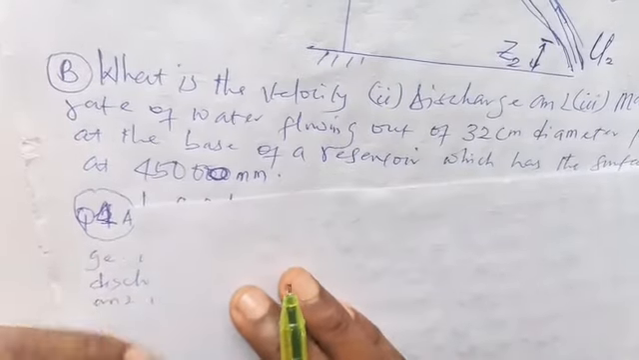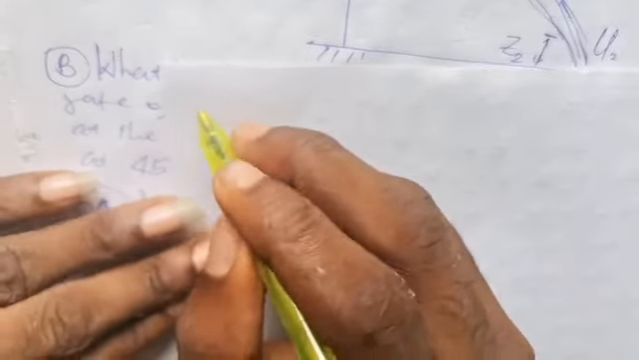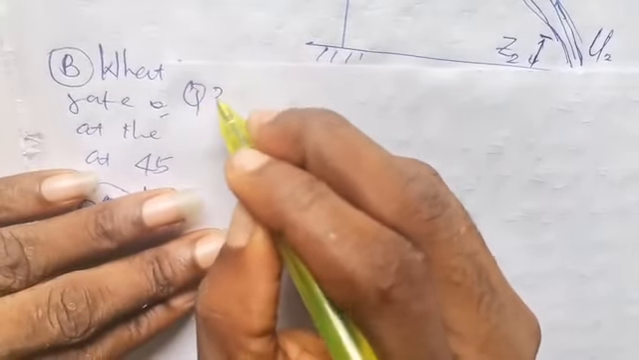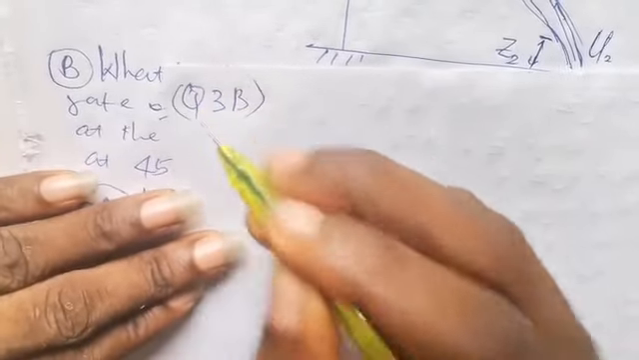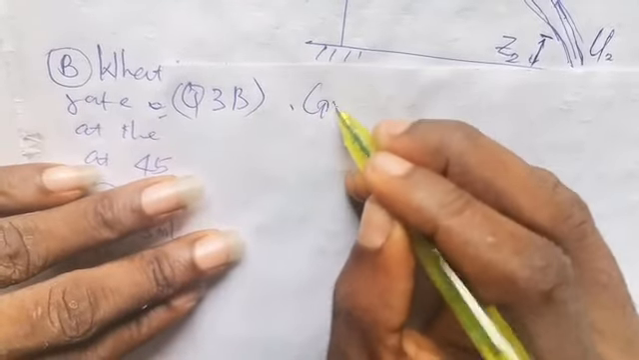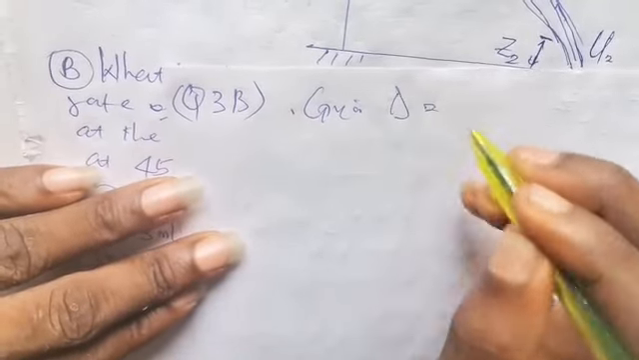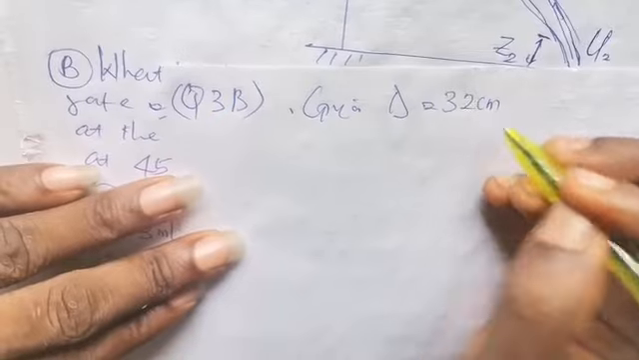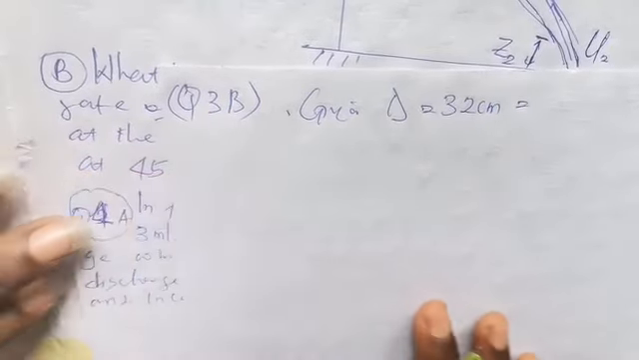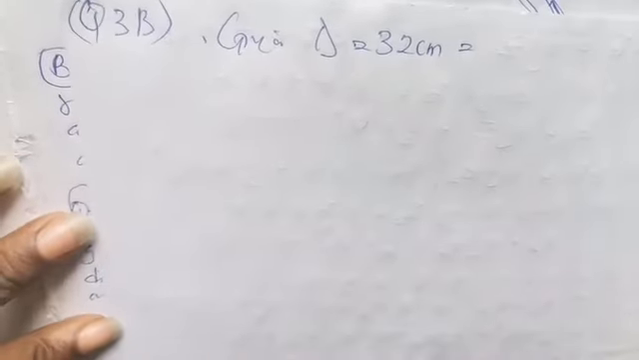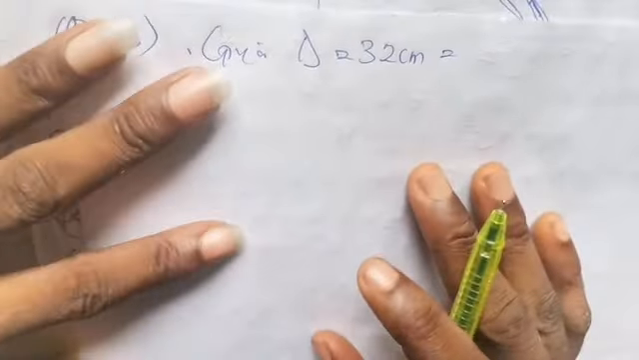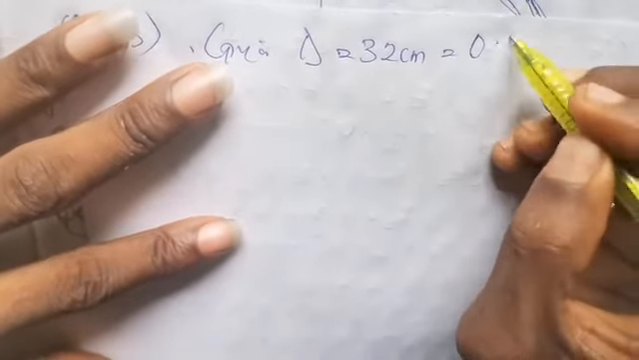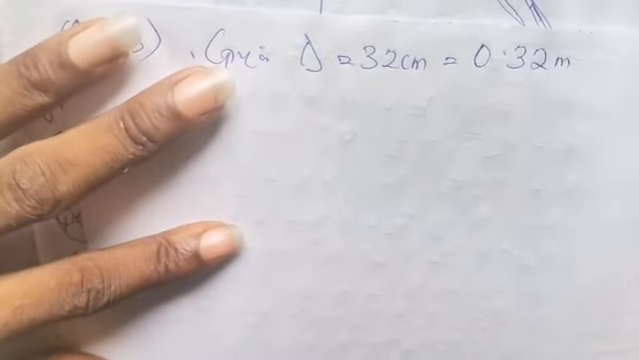So diameter, mind you, this is the B part, that's question 3B. We're given diameter D to be 32 centimeters. So all we need to do is convert this diameter to meters. So we simply divide 32 by 100 and that will give us 0.32 in meters. So that becomes the diameter.